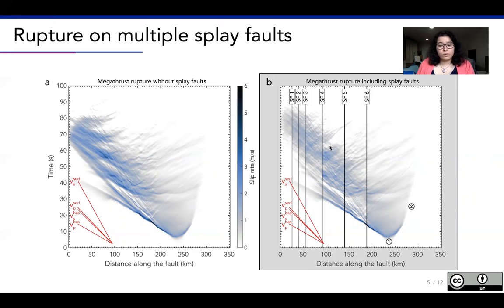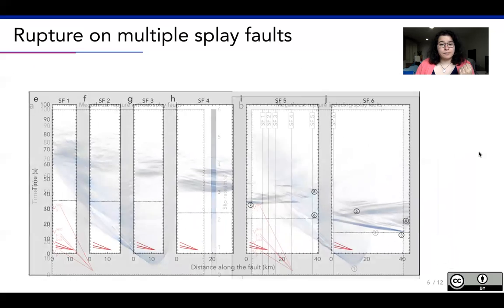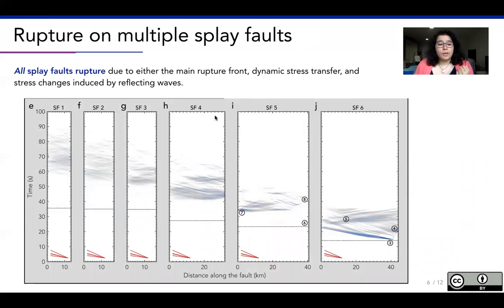And what you can see is that although it looks quite similar, the slip rates on the megathrust, because we are showing the megathrust here, are lower in the model including splay faults. Why is that? Well, because all 6 splay faults are ruptured during this event. So we can have a look at that here. We plot our 6 splay faults numbered here, 1 to 6. This is again the distance along the fault, with 0 being near the surface and this being at depth. And we can see that there is slip on each of the 6 faults.